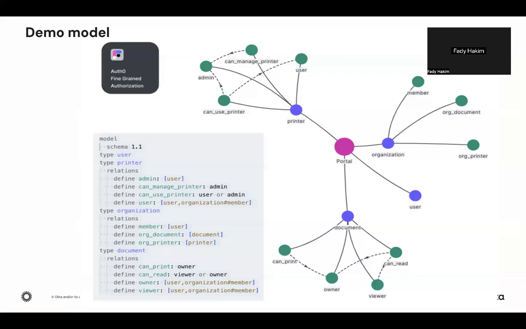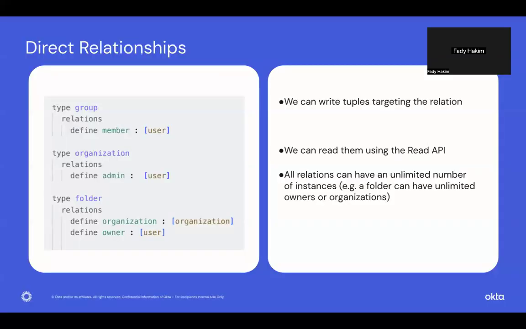So let's see what options we have in the language to build this authorization model. If I go here, the first thing you can do is a direct relationship. It's exactly what I was explaining in the previous slide: different objects that have relationships to each other. So you can see here, I have a user.